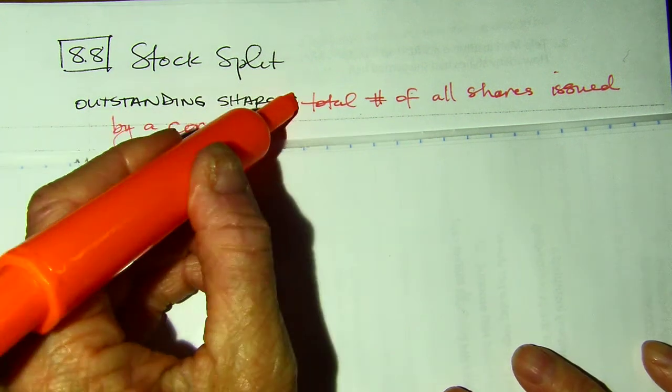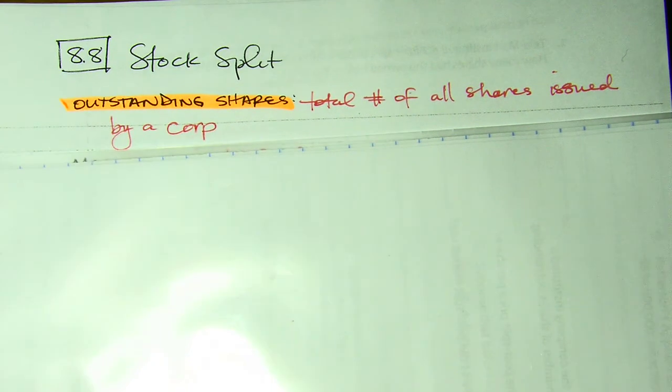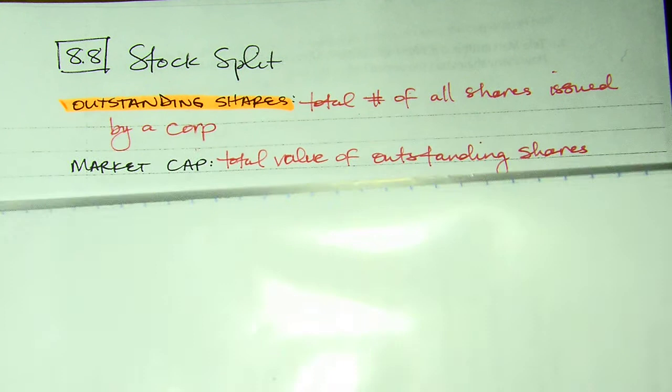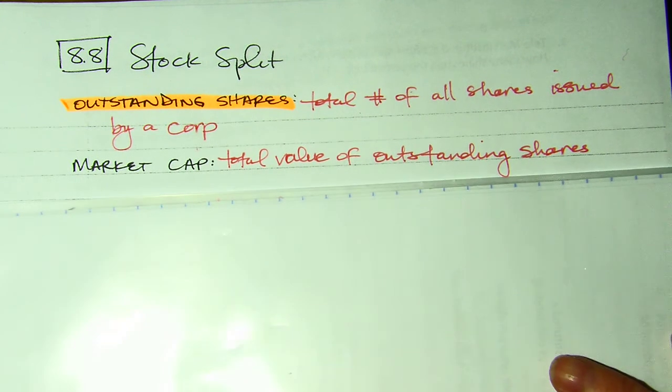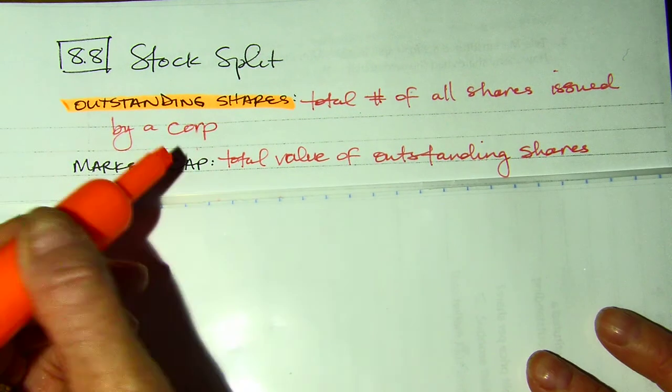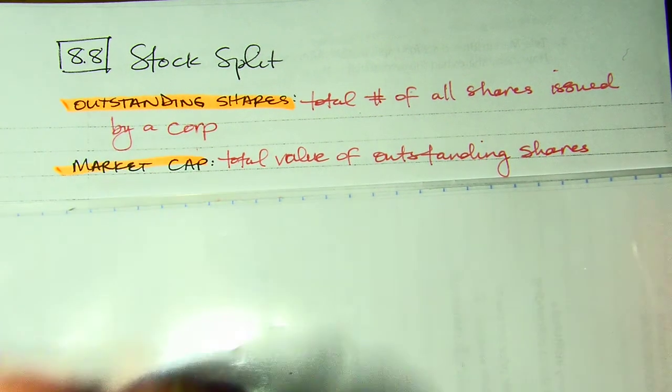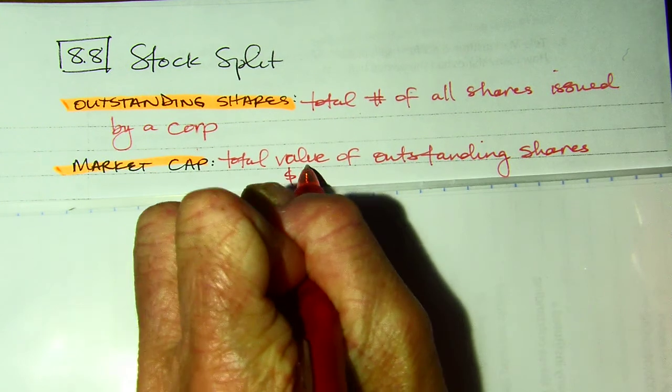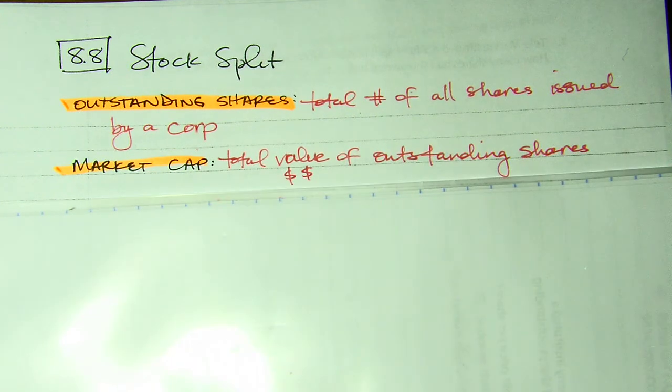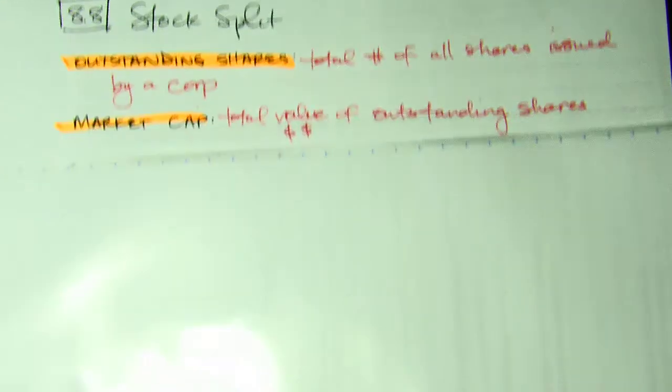First is outstanding shares. When they talk about outstanding shares, they're talking about the total number of shares that a corporation has issued. The next one is market cap. It's short for market capital. And this is the total value. So when you see value, think total monetary value of all outstanding shares.